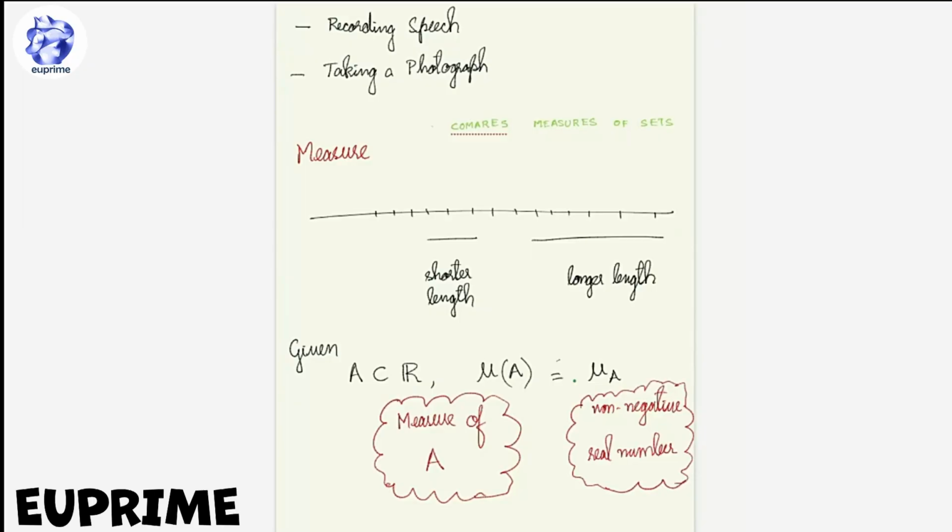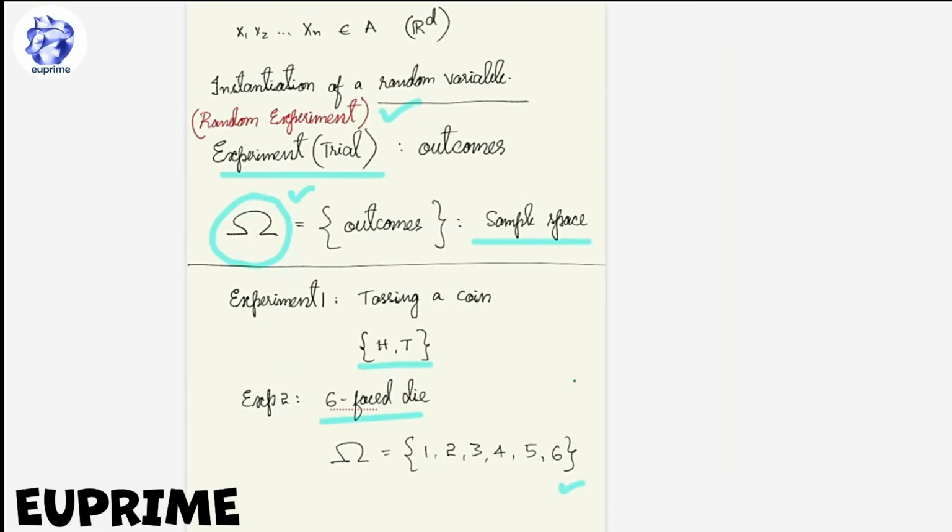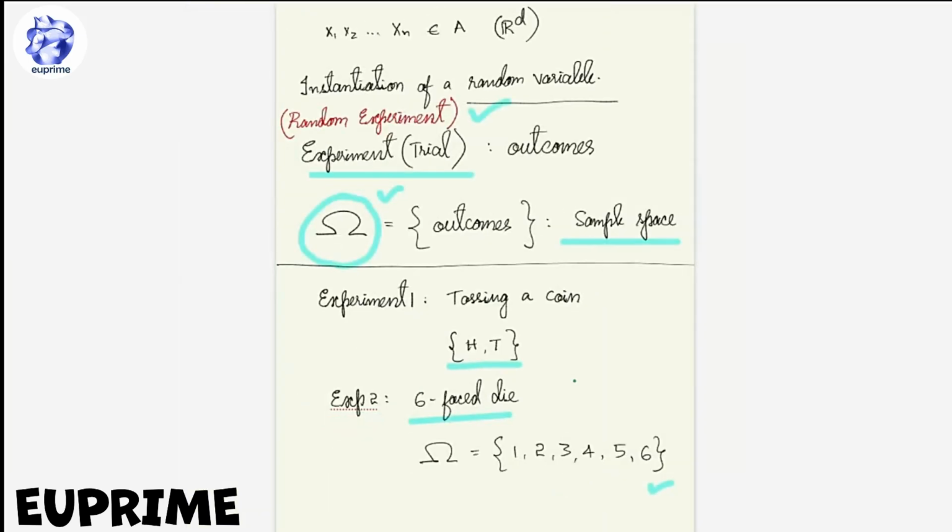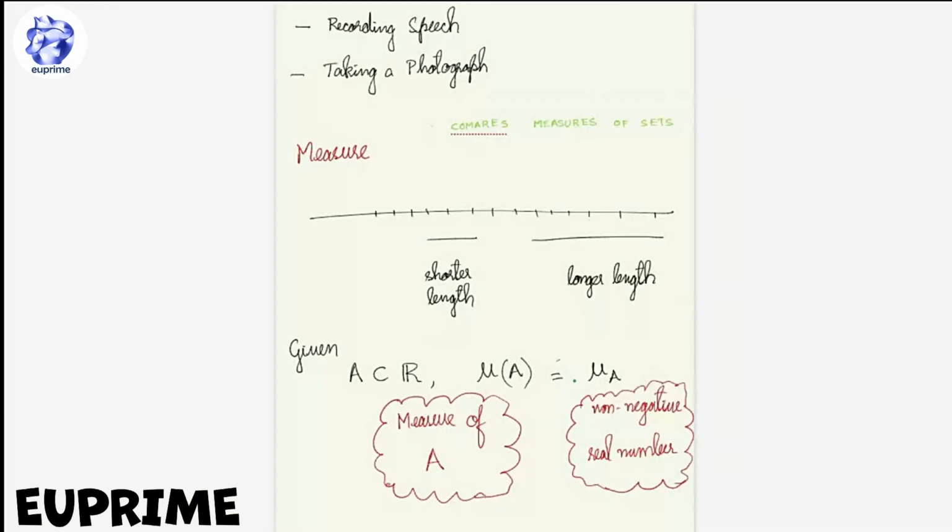So now you map that idea of random experiment, outcomes and trials onto experiments that you see on a daily basis, recording speech, taking a photograph. And in each one of these cases, we are comparing measures of sets. We're comparing a couple of sets. It can be sets on a real line. So these are like two different sets. We'll be making a comparison between these two sets, and then from that, we are making the assessment that this set is longer or higher in value compared to this set.